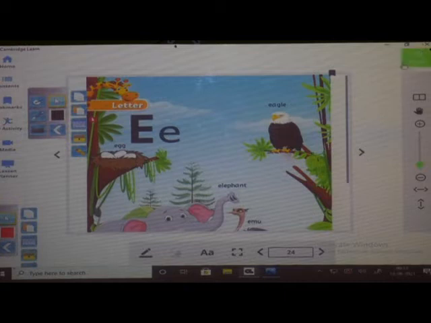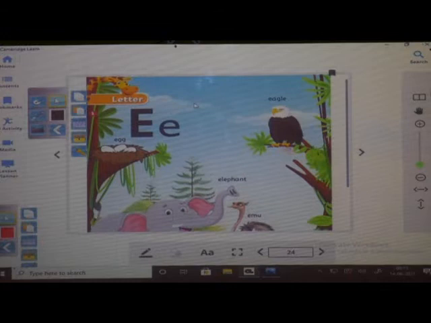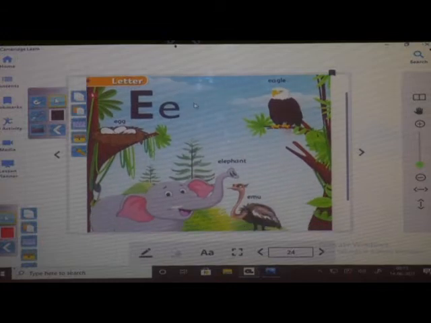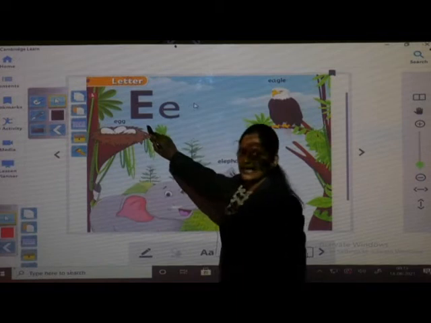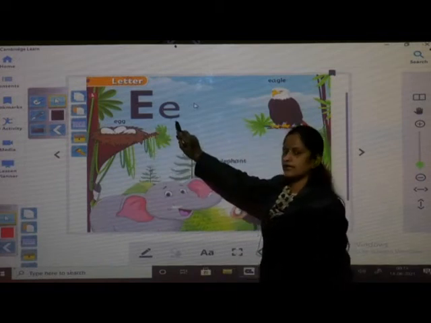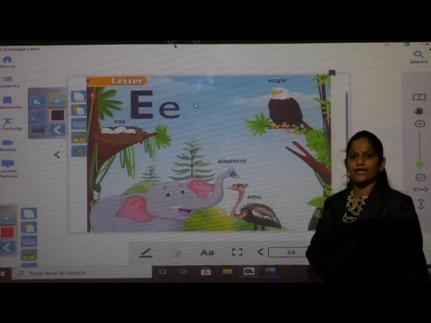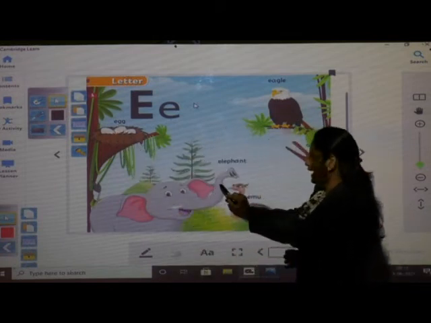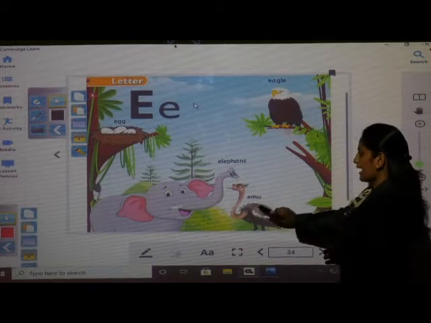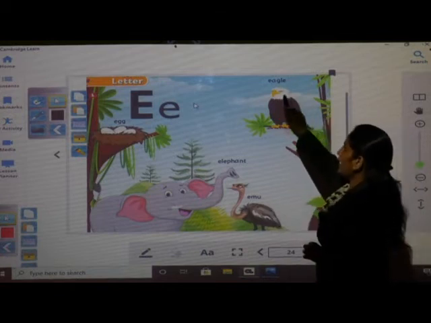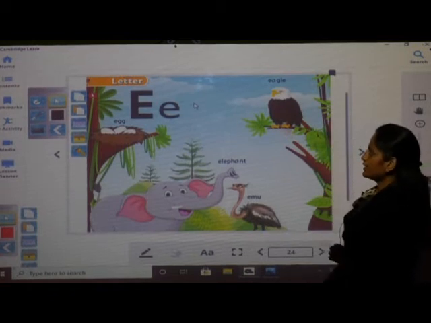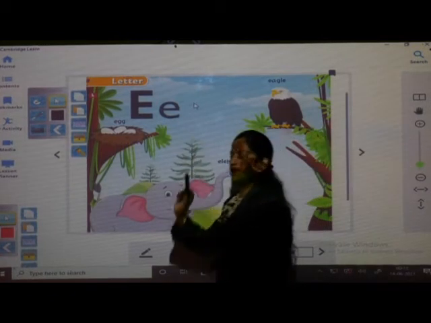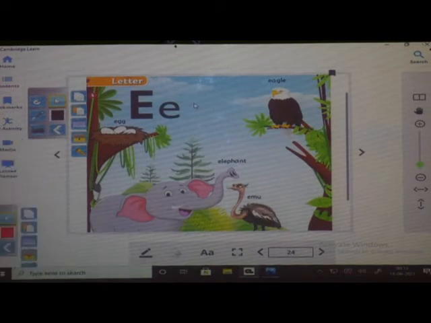Okay? Can you tell me which letter is this? Yes, children, which letter is this? It is capital letter E. And this is small letter E. And what is the phonic sound of letter E? It is E. How you should say? E. Egg. Elephant. Emu. Eagle. Okay? This is letter E, and what is the phonic sound of letter E? It is E. Okay? E. You have to practice this phonic sound.